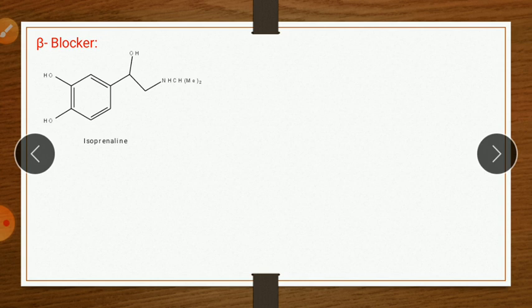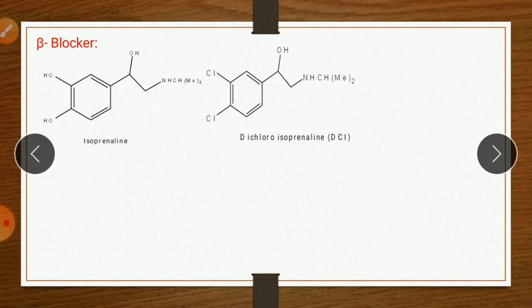As we see the development of this agent in 1915, a derivative of isoprenaline in which the catechol hydroxyl group had been replaced by chlorine gave dichloroisoprenaline, that is DCI, which was discovered to be a beta antagonist that blocked the effect of sympathomimetic agent on bronchodilation, uterine relaxation and heart stimulation.